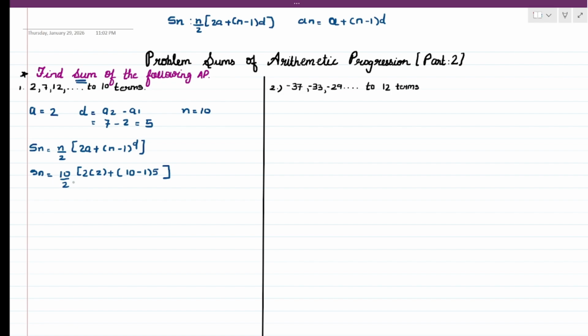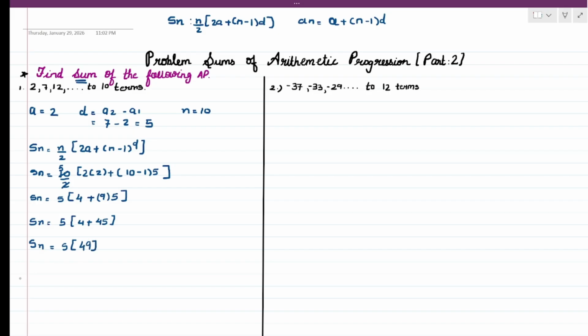Now solve this problem. 10 upon 2 is 5, so Sn is equal to 5 times the bracket. 2 twos give you 4, plus 10 minus 1 gives me 9, so 9 multiplied by 5 in one bracket. So Sn is equal to 5 times (4 plus 9 fives, which are 45). So my Sn is equal to 5 times 49. 45 plus 4 gives me 49.